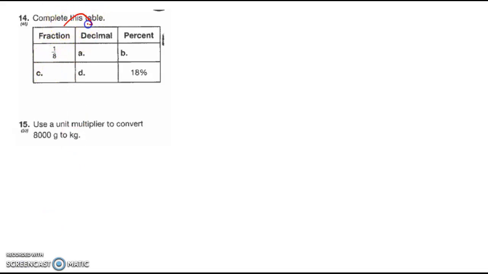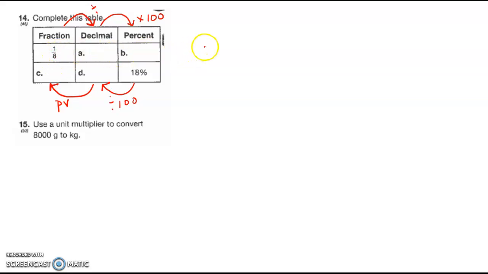To go from fraction to decimal, we divide. And to go from decimal to percent, we multiply by 100. To go from percent to decimal, we divide by 100. To go from decimal to fraction, we use our place value. So let's go ahead and do this.